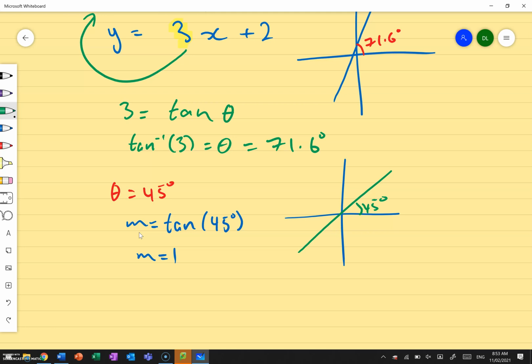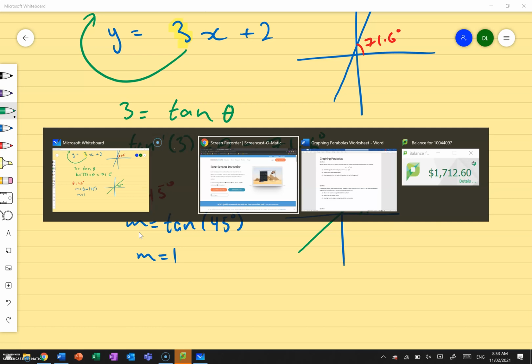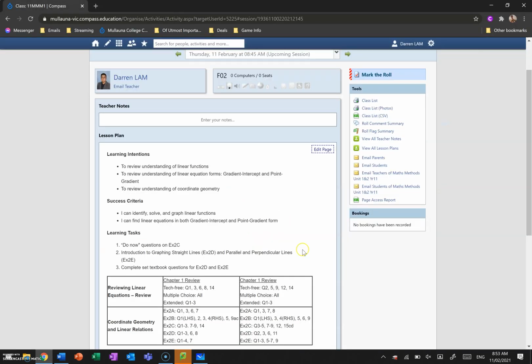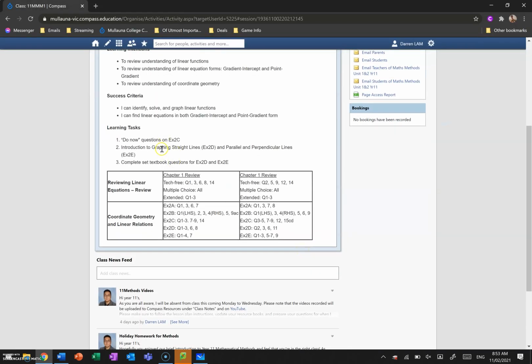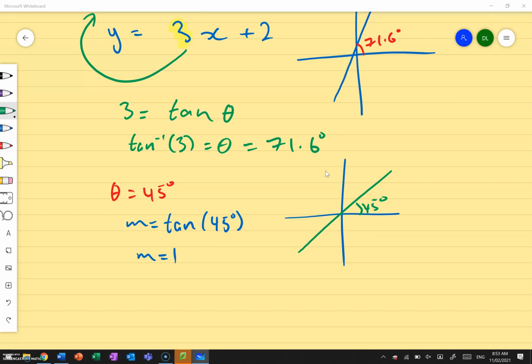Yeah? Sweet. I'm going to move on to today's exercise, being exercise 2D from memory. Let me just double check. Exercise 2D as per our lesson plan, and then later I'm going to go through exercise 2E. Yes? The line is negative. Do you still use?